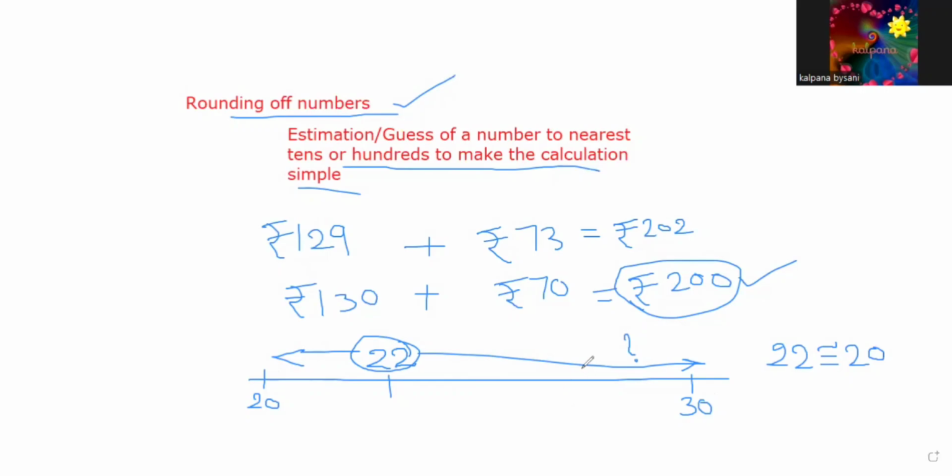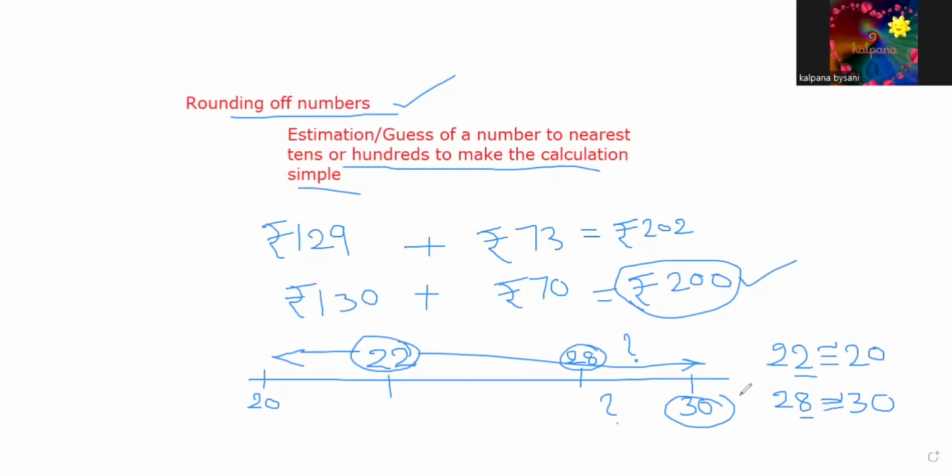For example, if I take another number which lies between 20 and 30, that is 28. Now tell me, 28 is closer to 20 or 30? You are absolutely correct. 28 is closer to 30. So 28 rounded to nearer 10 is 30. Very good. Excellent, children.